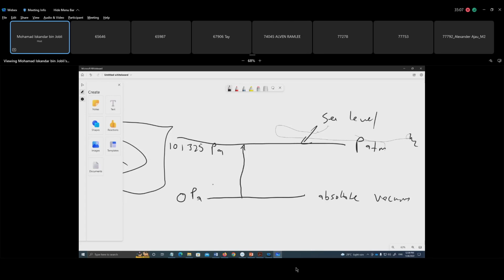The pressure of the universe: we don't have any pressure in the space of the universe, so it's 0, right? However, on Earth's surface, we have this pressure. This is what we call 1 atm.